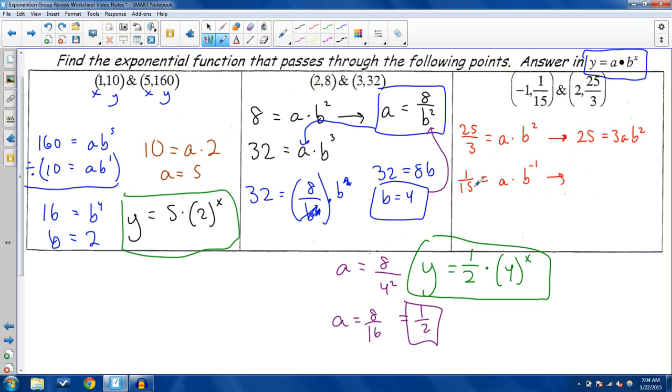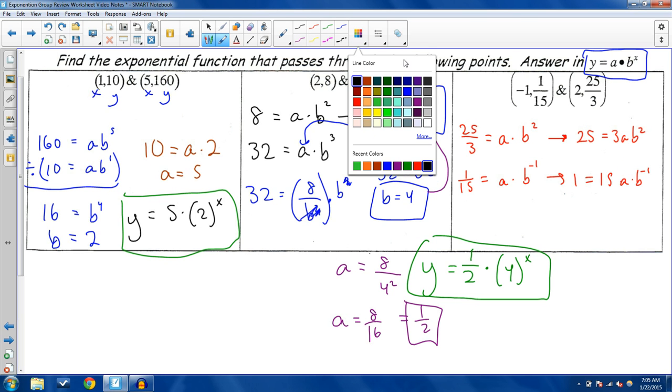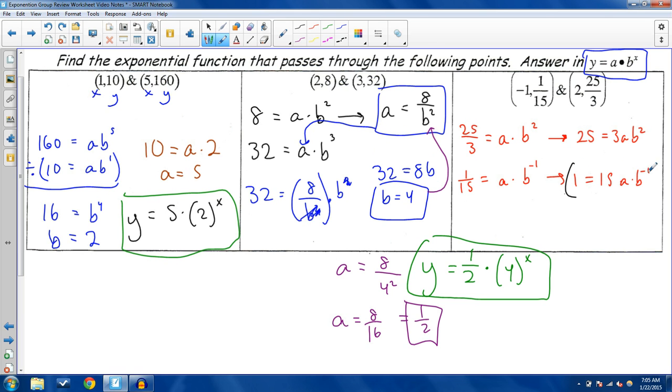Okay, so I multiply both sides by 15, I'll get 1 equals 15a times b to the negative first power. Now, I could put this as all over b to the positive first power, but I'm about to do some division here, and I don't want any fractions if I'm going to already deal with division. That'd be a fraction within a fraction.